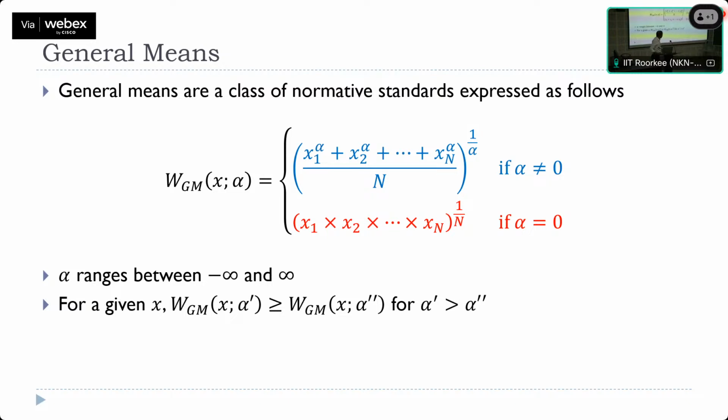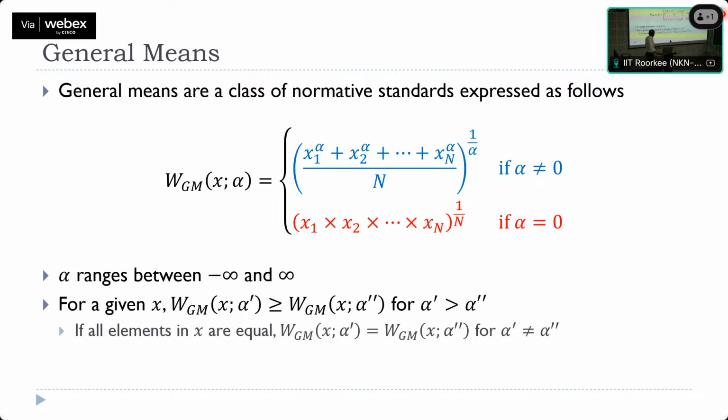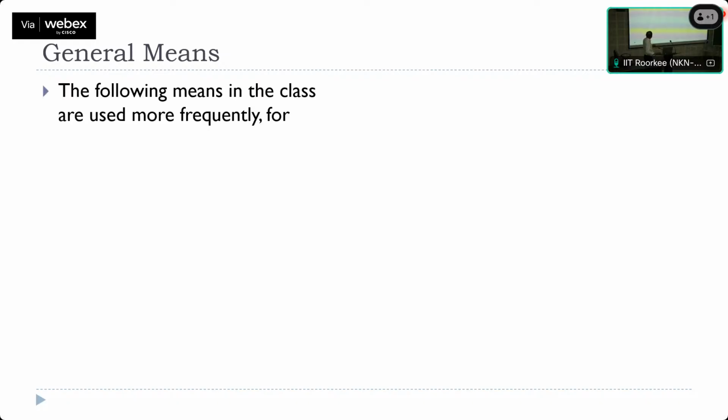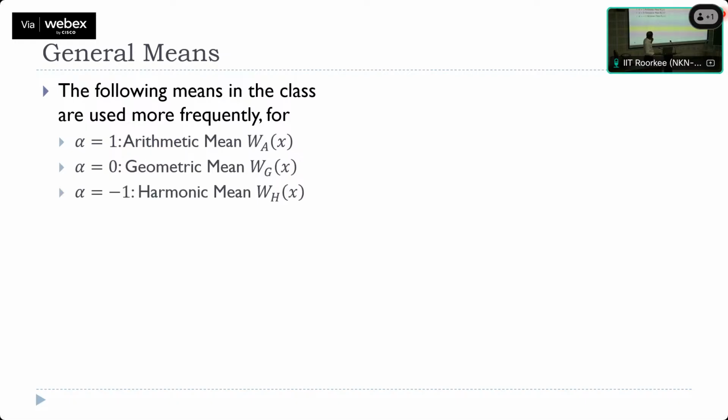Let's try to have a look at it graphically. Now, if all elements are equal, then all the general means are just equal. So for alpha equal to 1, as you said, arithmetic mean. Alpha equal to 0, geometric mean. So you have already heard about it. Actually, you knew about it. It's not new to you. Alpha equal to 2, Euclidean mean.